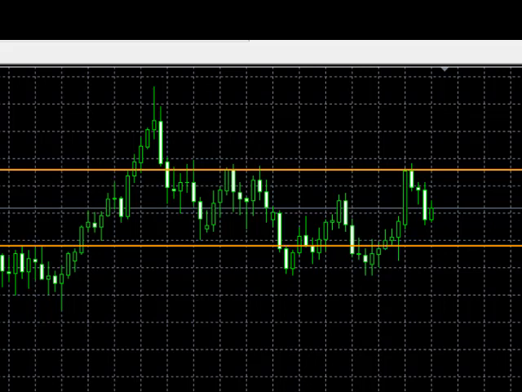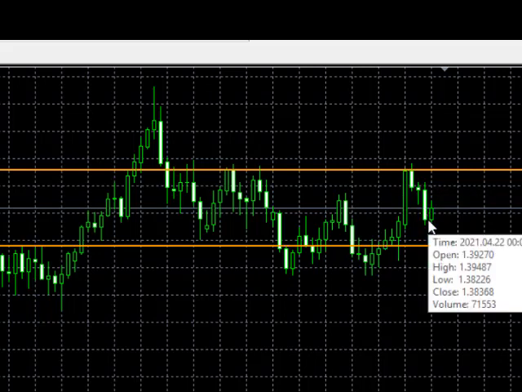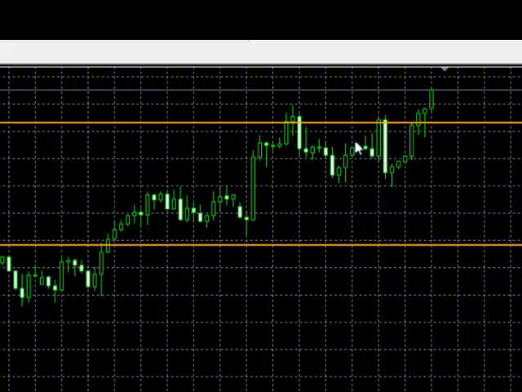Now, there's a positive correlation between EUR/USD and GBP/USD. When you see GBP/USD right now, that candle formed on Friday, the 23rd of April, is a bullish candle. But you see that it's kind of going down. But look at EUR/USD. See, EUR/USD is going up.